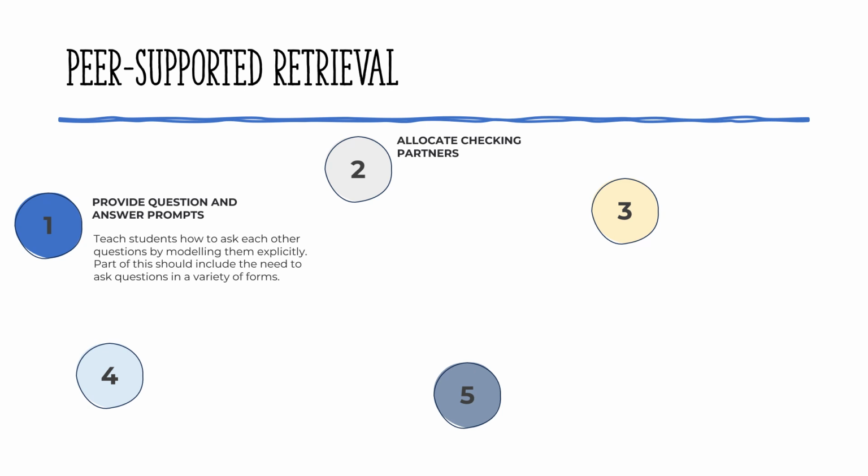Second step then is to allocate checking partners. So we need to be explicit about the expected behaviours at this point within the strategy as a whole, and also to be clear about what the role of each student is at each point. It might be that we pair students together that are more confident. So we're basing these pairings on confidence itself, so that people that are maybe slightly less confident don't feel overwhelmed, and slightly more confident students don't then dominate their pairing.